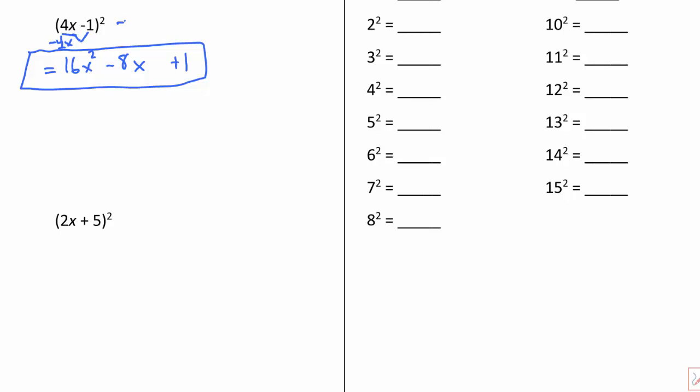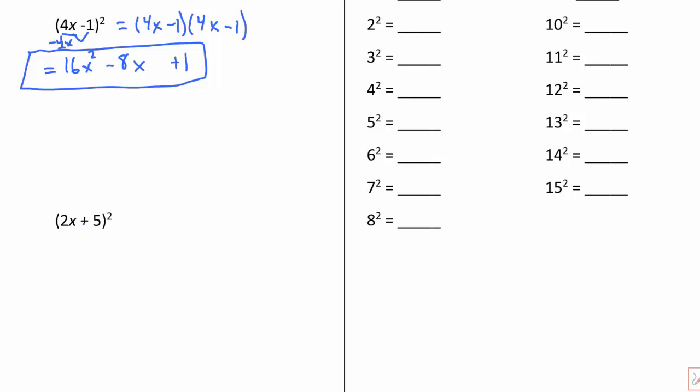Now, I don't recommend it, but if you absolutely have to because you just forget how to do this, take this, multiply it out as (4x - 1) times (4x - 1), and that will give you 16x squared minus 8x plus 1.